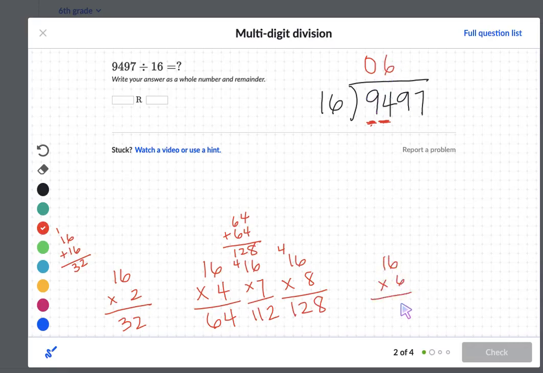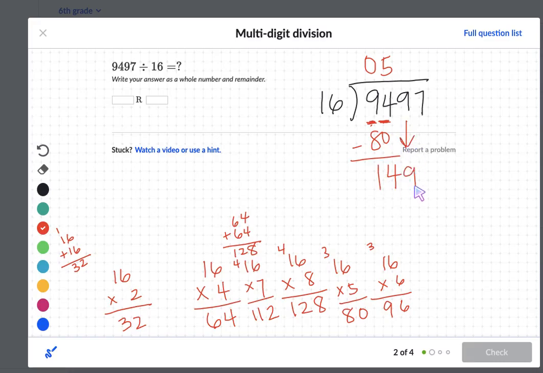16 times 6. 6 plus 3 is 9. Nope, it's 5. There we go. So that's 80. All right. 6 was a little too big. So we're going to go with 5. But at least it kind of gave us an idea as to where we're going to guess. So 16 times 5 is 80. Subtract that. 4 minus 0 is 4. 9 minus 8 is 1. And we move down that 9. Now we have 149.